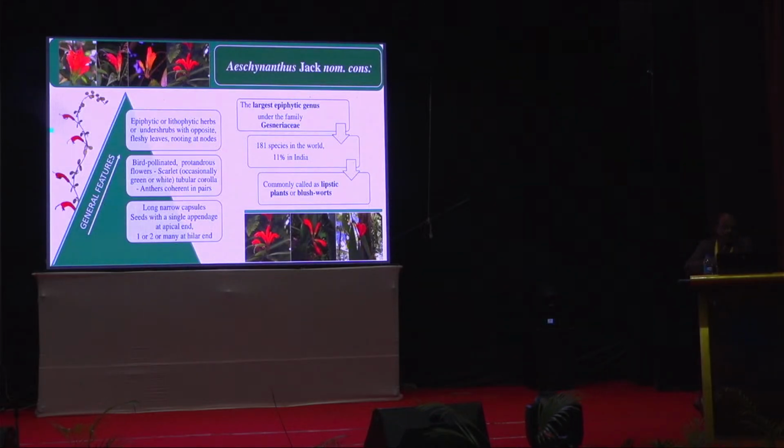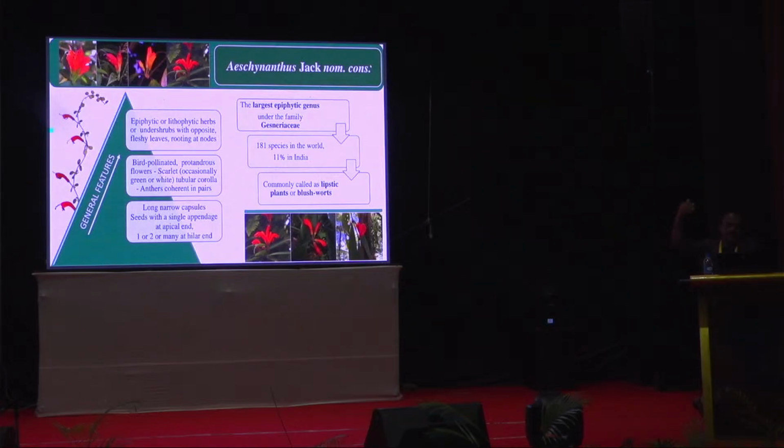So just see the general features of the plant group: epiphytic or lithophytic climbers, predominantly or exclusively bat-pollinated, with protandrous flowers, and mostly the flowers are scarlet. Very rarely you can see a green or white corolla, and the flowers occur in pairs. The most striking character of Aeschynanthus is the long, narrow capsule and the appendages of the seed. So the seed has appendages at both ends.